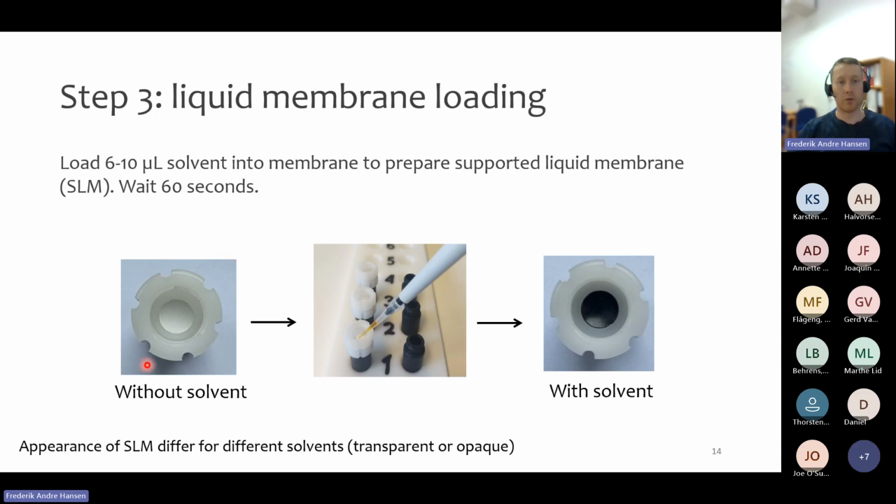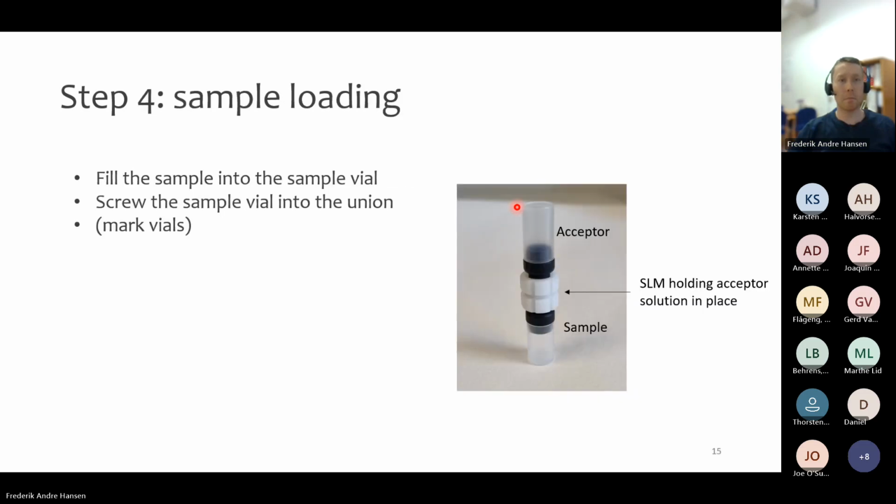So you can see here, before we apply the solvent, it is white. After applying, it becomes transparent, which is easy to see when you get it right. It only takes a few seconds, but if you wait up to 60 seconds, then you're sure it's spread out evenly. Then you load your sample solution into the sample vial and screw this to the other side of the union, and then you have one completed EME cell.